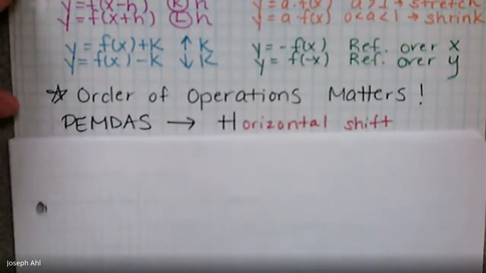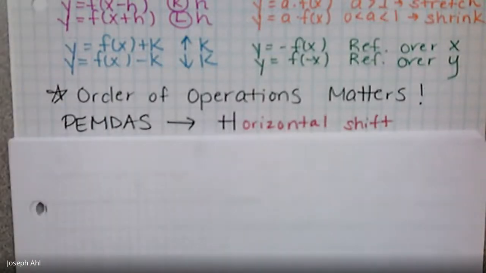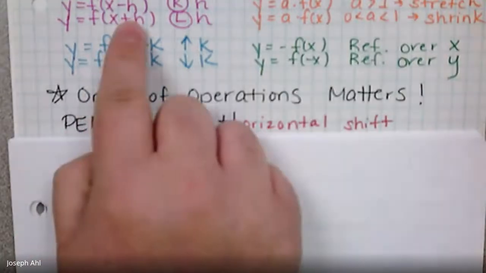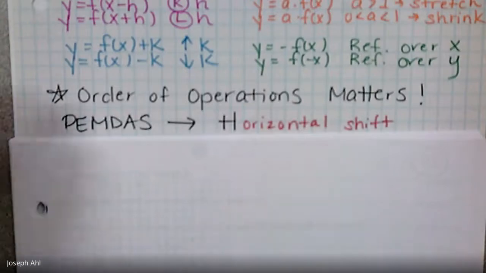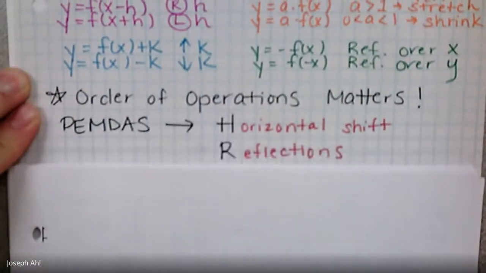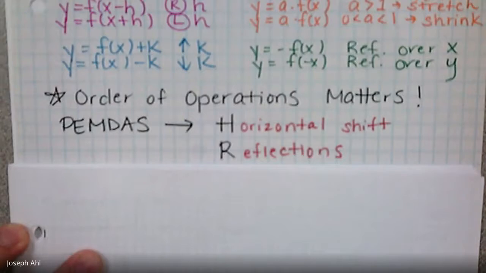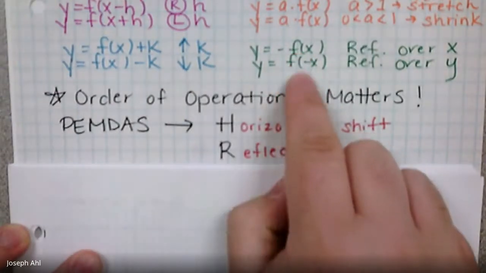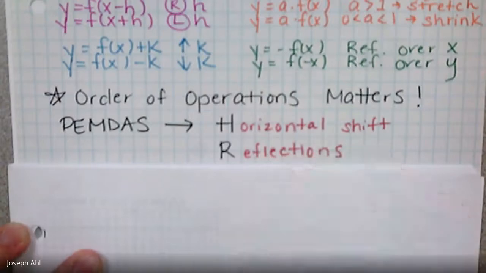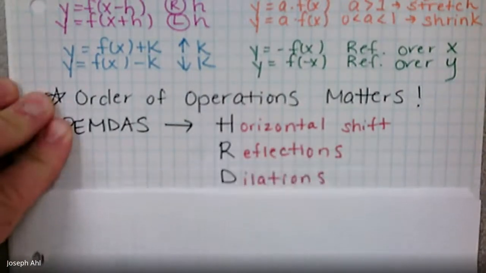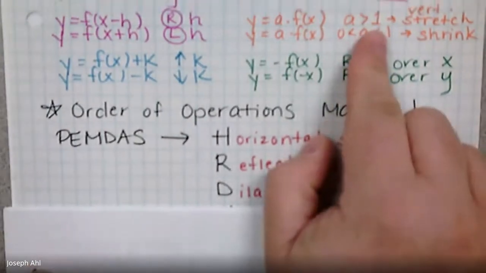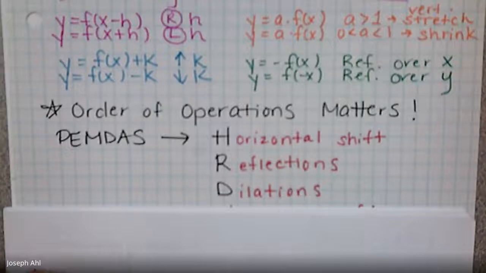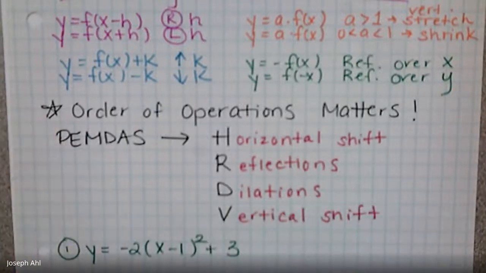So first and foremost, what we have to do is think about the horizontal shift. So does it go left, right at all? We have to do that first. The next thing we do is we consider any reflections. Are there any negatives? Am I reflecting over the x-axis or the y-axis? That would happen next. After that, you're going to ask yourself, is there any dilations happening? Dilations would be multiplying by some sort of scale factor a. And then the last part is considering, do we have any vertical shifting happening?